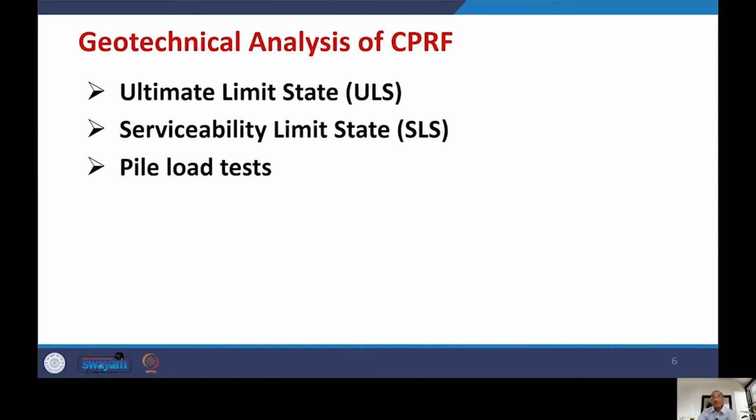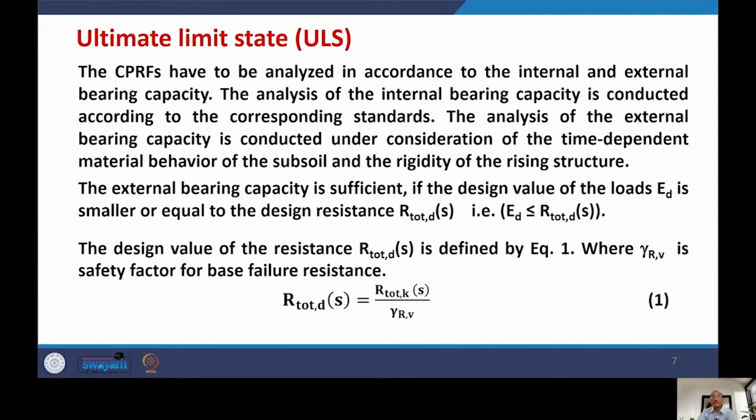When we talk about geotechnical analysis of CPRF, this is discussed in three parts. One is ultimate limit state, second is serviceability limit state, and third is pile load test. Let's talk about the first two limit states. When we talk about the ULS, the CPRF has to be analyzed in accordance with the internal and external bearing capacity. The analysis of the internal bearing capacity is conducted according to the corresponding standards. The analysis of the external bearing capacity is conducted under consideration of the time-dependent material behavior of the subsoil and the rigidity of the rising structure.